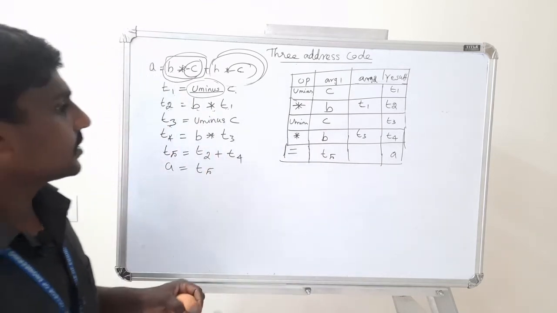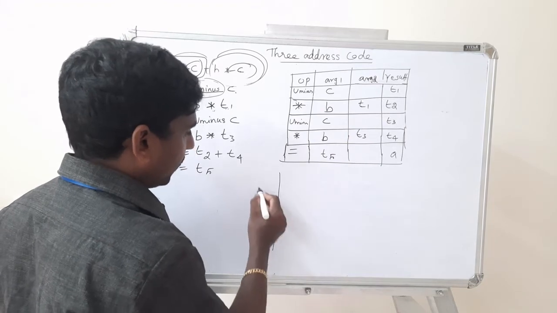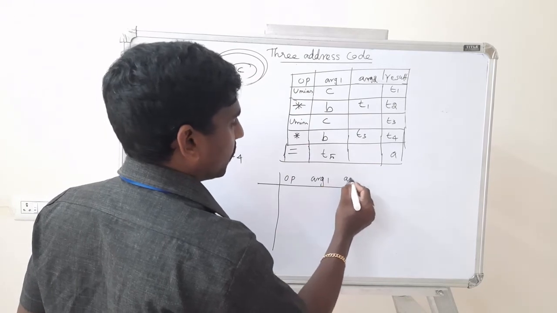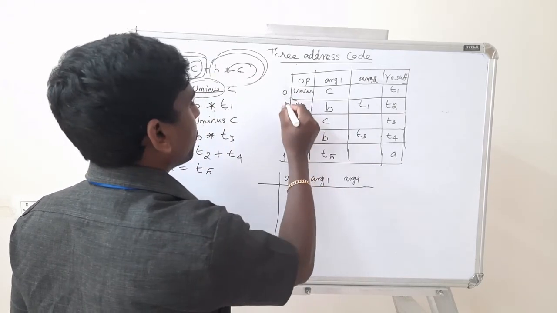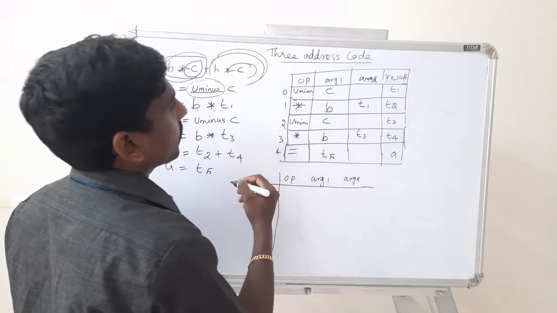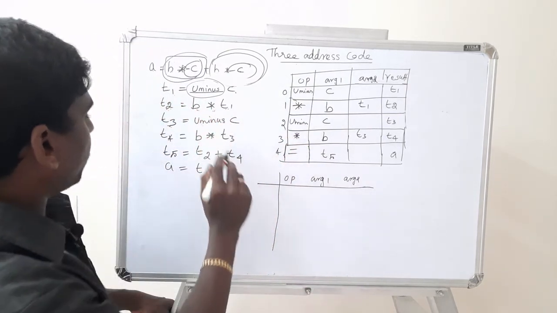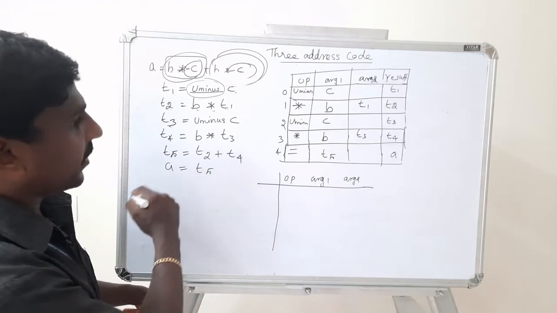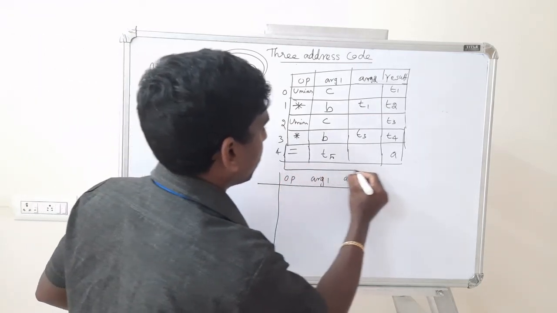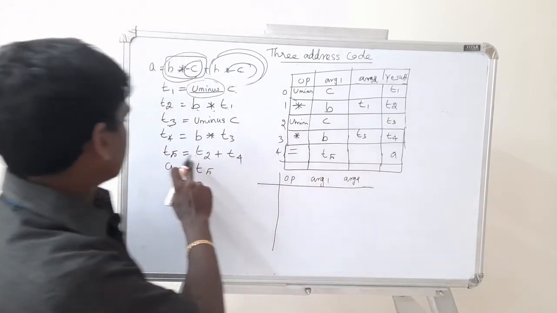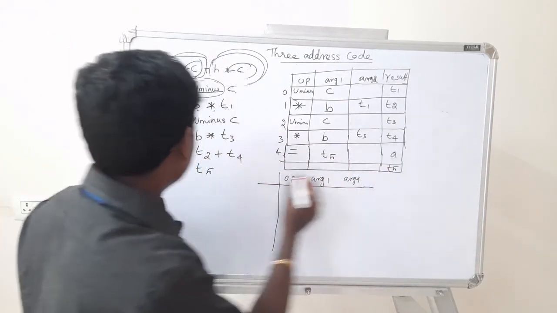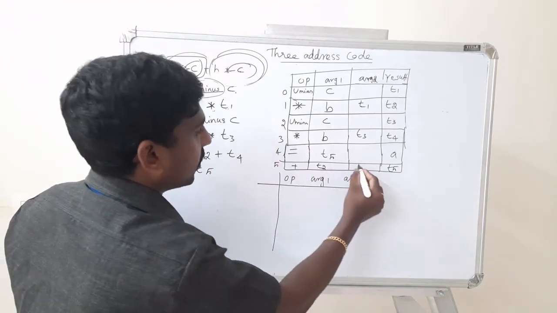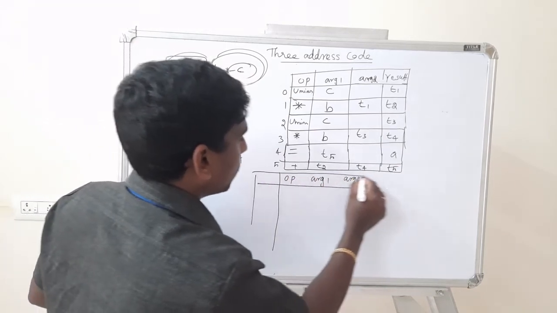And second one is triples implementation. I told you in triples we have only 3 fields: operator, argument 1 and argument 2. We can number the entries 0, 1, 2, 3, 4, 5. Maybe one is missing, I think T5 is missing. Once again we write this expression: T5 is a result, plus is an operator, T2 is argument 1, and T4 is argument 2. That is quadruple, and this is triples.